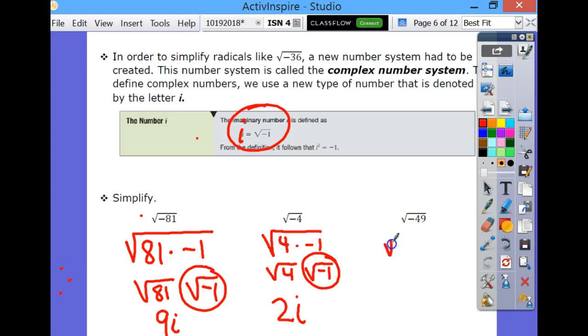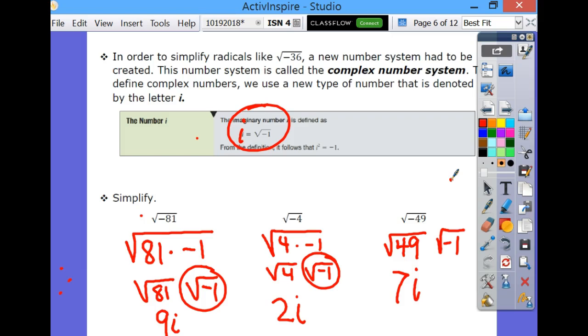This would be equal to the square root of 49 times the square root of -1. What's the square root of 49 equal to? And this is i. Now, as I mentioned just a minute ago, often this number is used in particular to do electricity kind of problems.